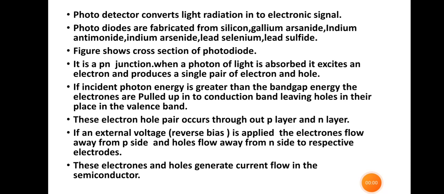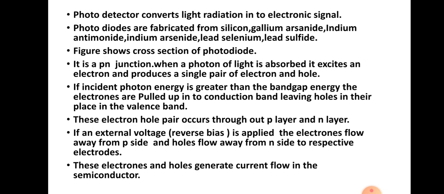Students, in this session we will discuss the photodetector or photodiode. Usually the photodetector or photodiode comes in the receiver section and it is used to detect light. This photodetector converts the light energy or light radiation into an electronic signal.